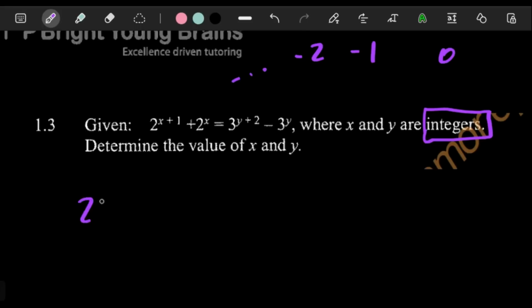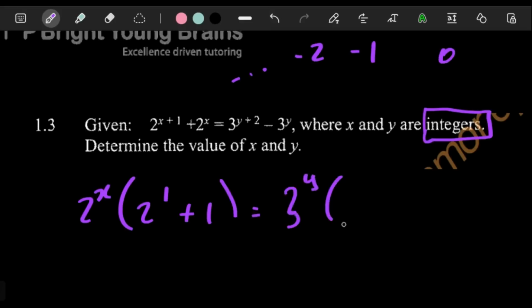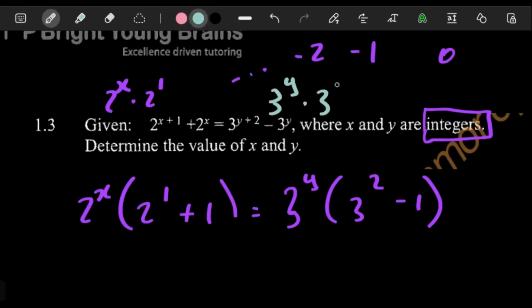On the left side, there's a common factor which you can take out, and then on the right side there is also a common factor which you can take out. So you might as well start there, because you're taking out a common factor. Remember here, your bases are the same, so this 2x to the power of 1 can be written as this 3y to the power of 2. We know that it can be written as this.